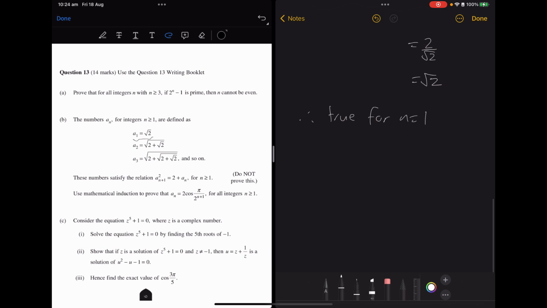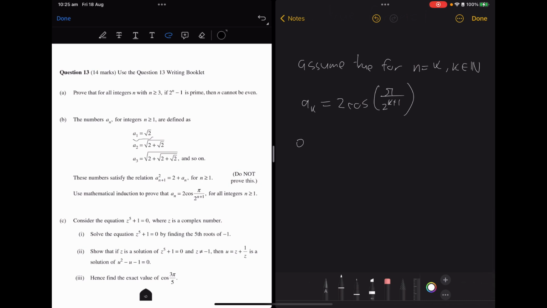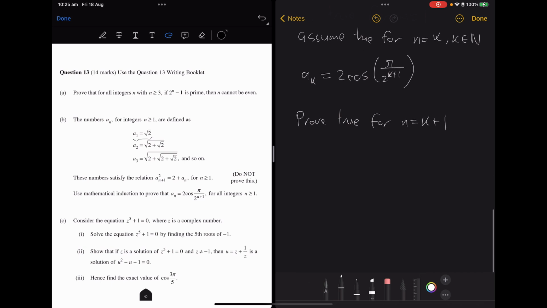So next we want to assume true for n equals k, some integer k, and we have n greater than or equal to 1, so let's just make k part of the natural numbers. So a_k equals 2 cos pi over 2 to the k plus 1. And finally, we want to prove true for n equals k plus 1. So we want to prove a_(k plus 1) is equal to 2 cos pi over 2 to the k plus 2.